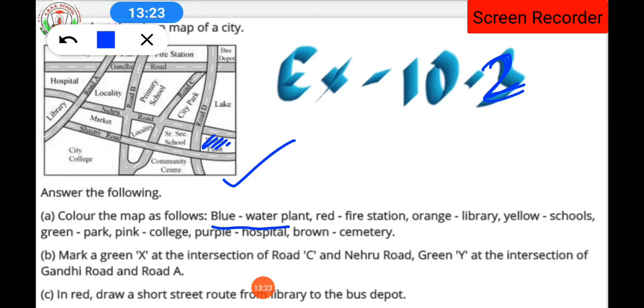Then red color you have to mark to the fire station. So where is the fire station located? The fire station you can find at the top, it is here. This one is. So here you have to mark red color. In the same way, orange color for the library, yellow color for the school, green color for the park and pink color for the college.